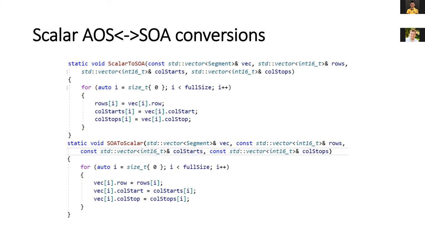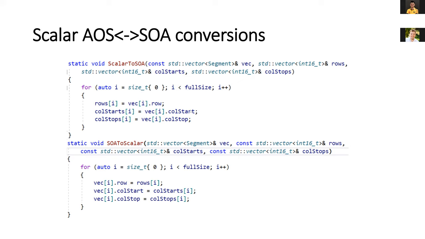If we talk about basic scalar conversions, it can look like this. We have our vector of segments, and we want to get our three separate vectors of rows, col starts, and col stops. It can be achieved easily by iterating with a for loop and just copying the elements one by one. And the same when we're converting our structure of arrays, rows, col starts, and col stops, to a vector of segments, we can basically do the same.